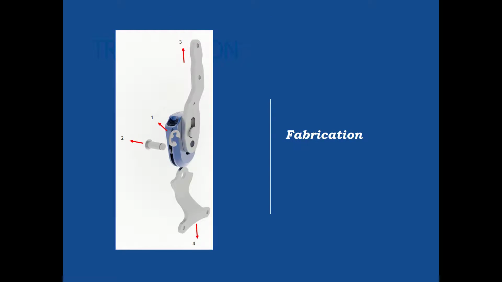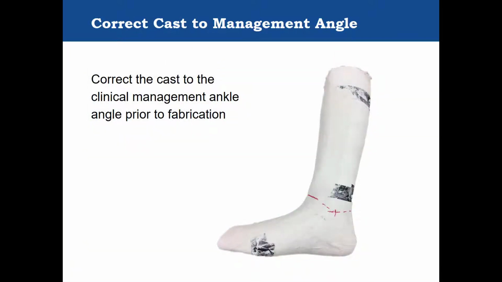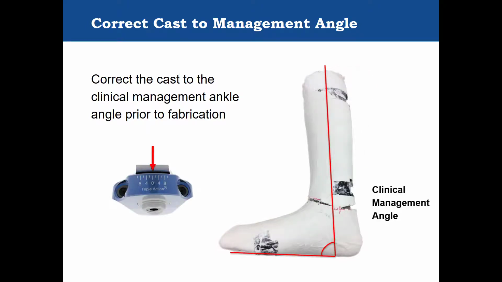There are just a few special considerations when fabricating AFOs using the triple-action ankle joint. The following section will provide the orthotist and technician with some useful tips. Prior to fabrication, the ankle angle of the mold should be corrected to the clinical management angle.